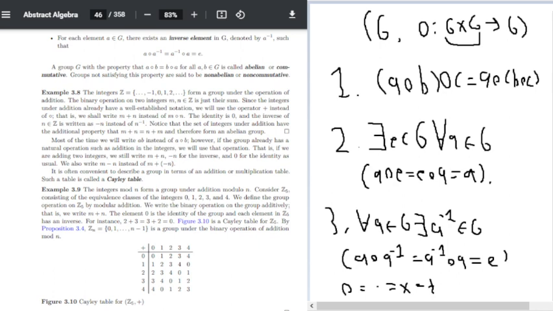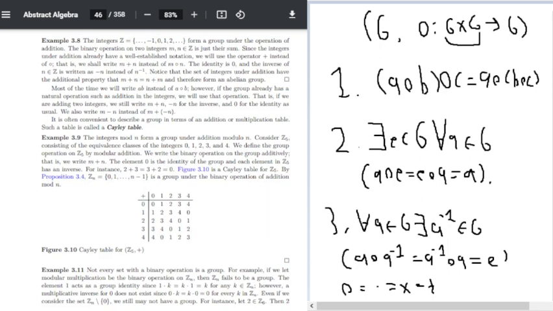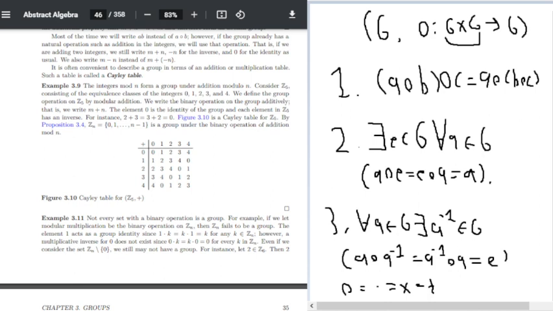Most of the time, we will write a times b instead of a composed with b. However, if the group already has a natural operation, such as addition of the integers, we will use that operation. That is, if we are adding two integers, we shall write m plus n, negative n for the inverse, and 0 for the identity as usual. We also write m minus n instead of m plus negative n. It is often convenient to describe a group in terms of addition or multiplication table. Such a table is called a Cayley table.